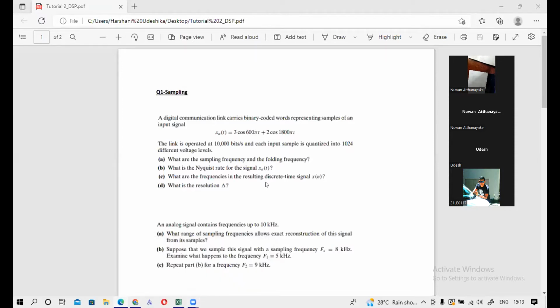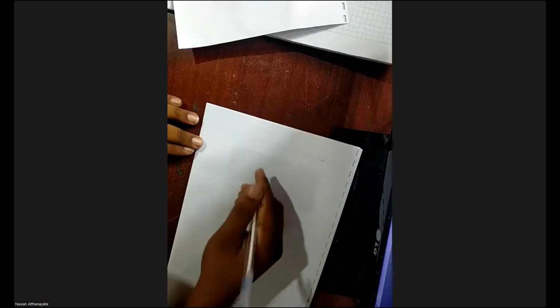So I will stop the share and get back to my camera. Can you see? So if I write here, I think you can see, no? Can anyone give feedback, please? Yes. Okay, thank you.